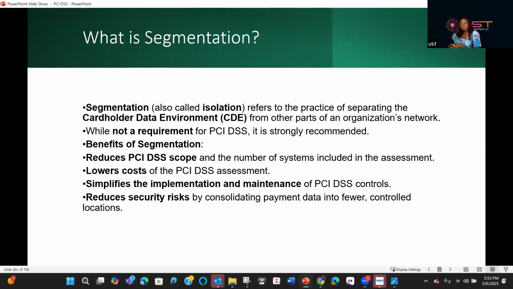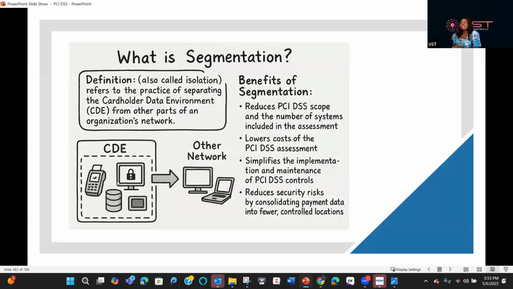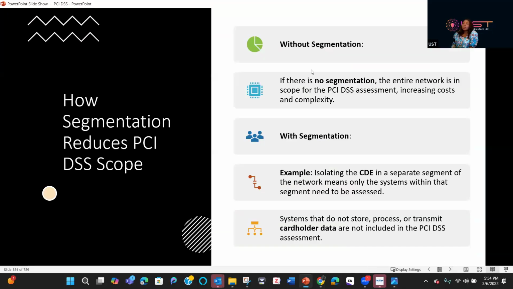And what about the risk factor? It definitely reduces security risks by consolidating payment data into fewer, more controlled locations. That makes sense, right? Again, these are the things that we've covered. Do you see you have your CDE? This is segmented. You have the other network, which has no direct relationship to PCI DSS, which is great. Even if they have to access PCI DSS, remember when we talked about the different VLANs, it definitely reduces security risks as well as the cost, right?